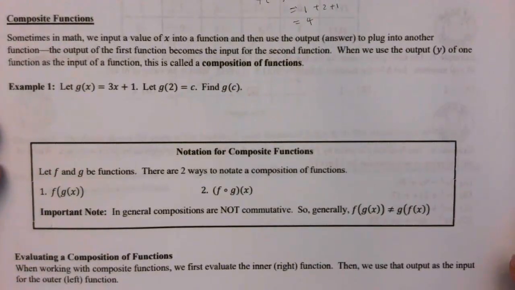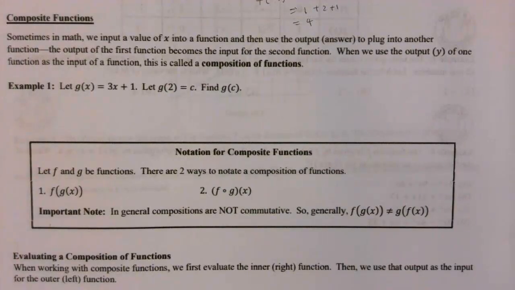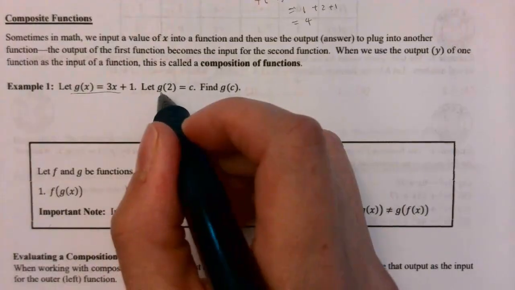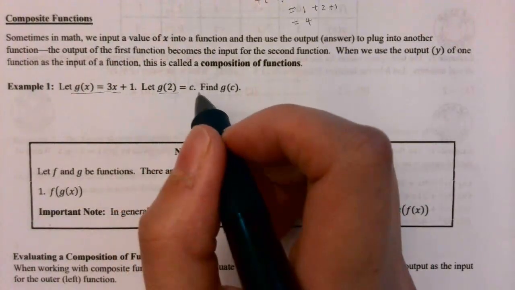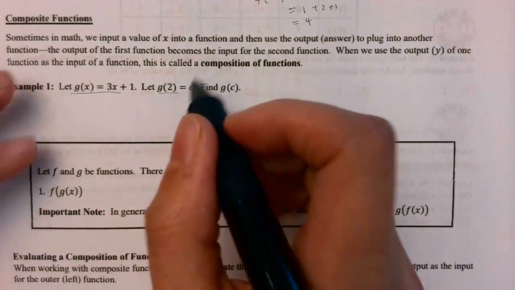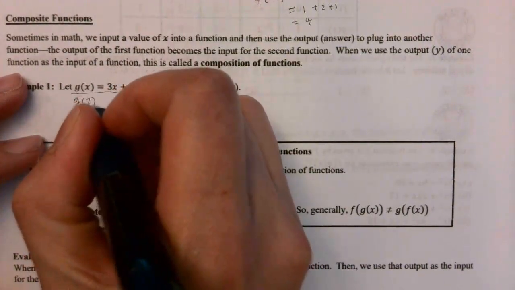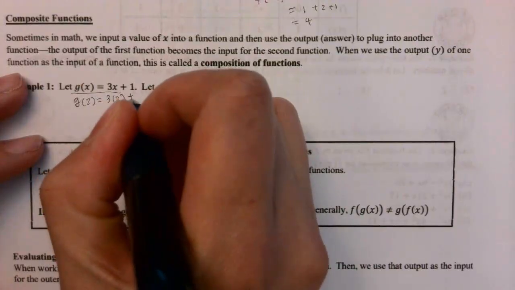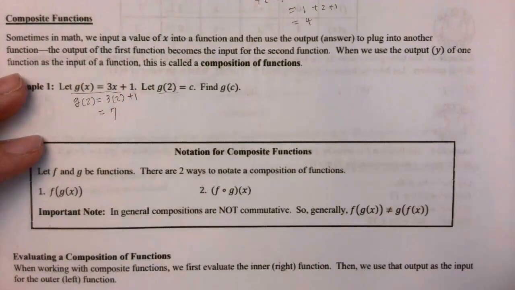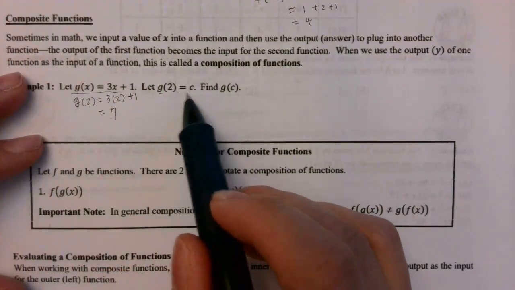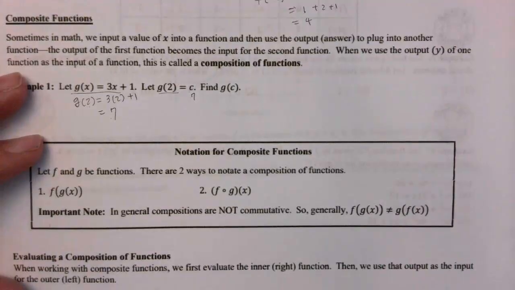All right, example 1. Let g of x be 3x plus 1, and let g of 2 be c. So the function g is given. Would I be able to figure out what g of 2 is? Yes, you're going to take that 2 and plug it into where the x is. So g of 2 is 3 times 2 plus 1, that is 7. G of 2 is 7, so c is going to be 7.